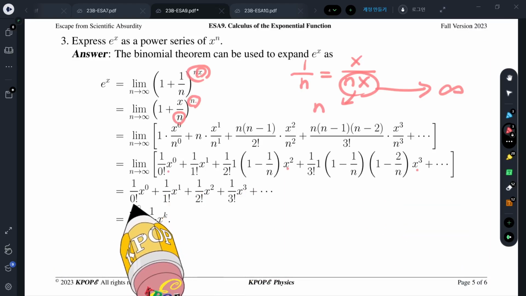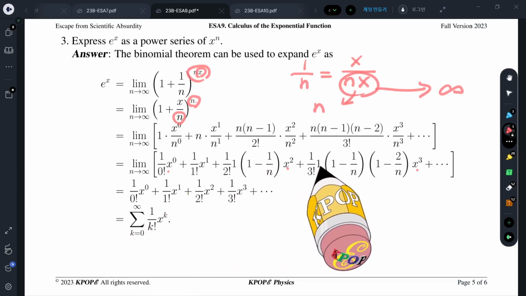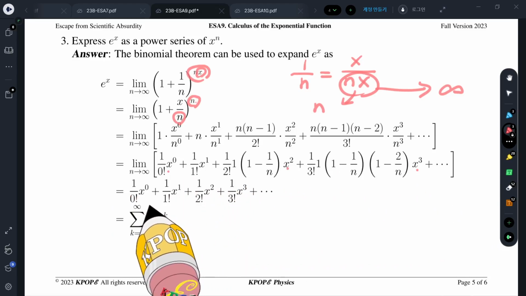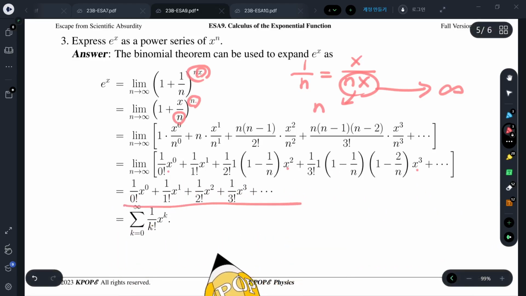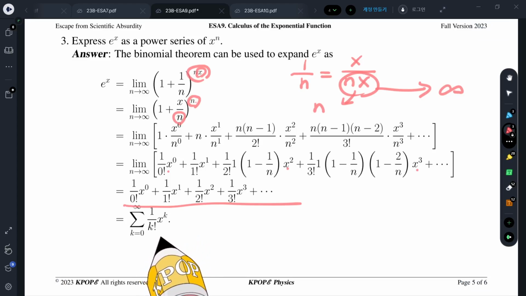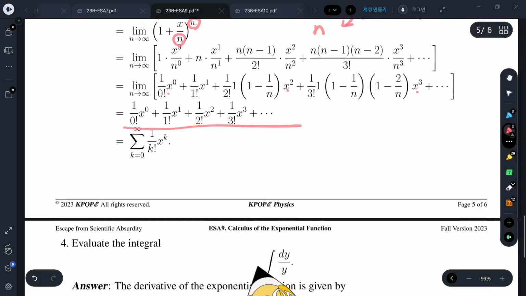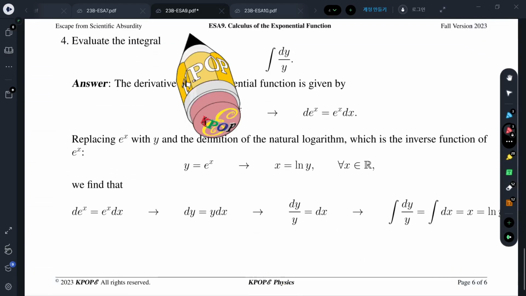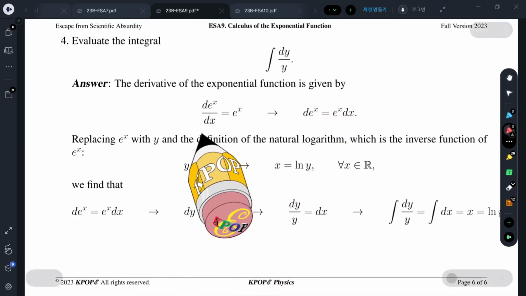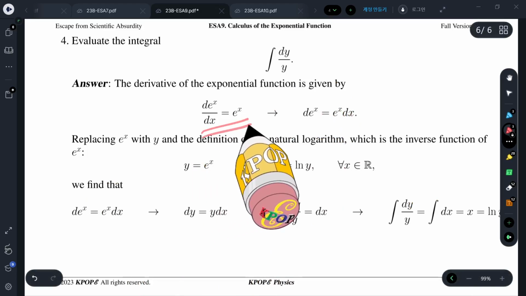We find that every factor is 1 in the limit as n goes to infinity, and we arrive at this expansion formula: x to the k divided by k factorial, where k runs from 0 to infinity. This is identical to the Taylor series expansion of the exponential function. I already explained the integral table by making use of the differentiation of the exponential function.